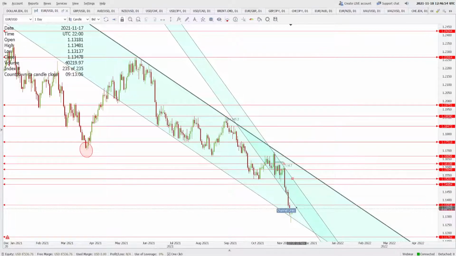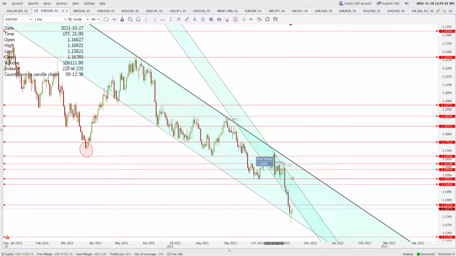So I'll not be looking to buy this market, but I'll be looking to sell this market when an opportunity arises. Till the time it does not close a day higher than this falling channel's resistance line, or at least that, or 1.1625 area, which the price has not reached. What was the high here? 1.1692 was the high, my friends. 1.1692 is the area that I am talking about.